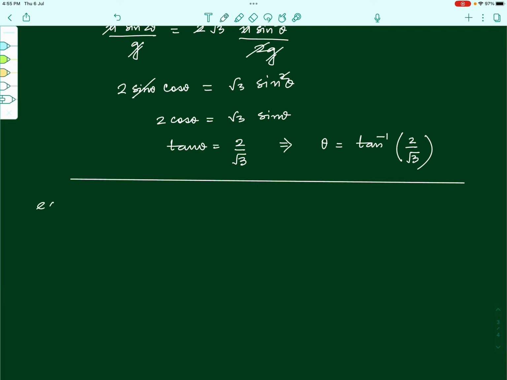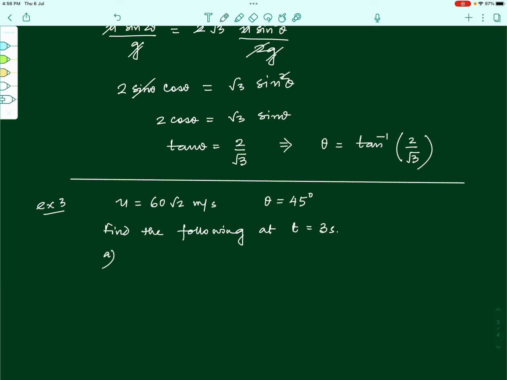The next question is, a batsman hits a cricket ball with a speed of 60 root 2 meters per second, and the angle of projection theta is given to be 45 degrees, and we are supposed to find out some quantities at a time of 3 seconds. Find the following at t is equal to 3 seconds.